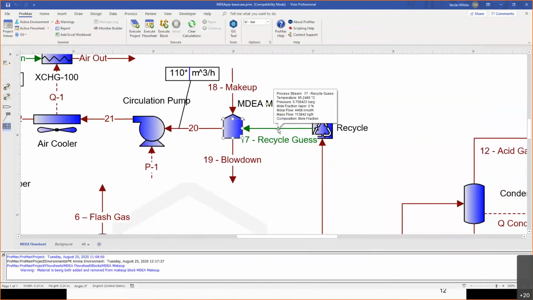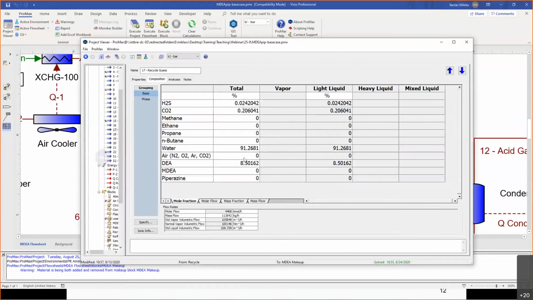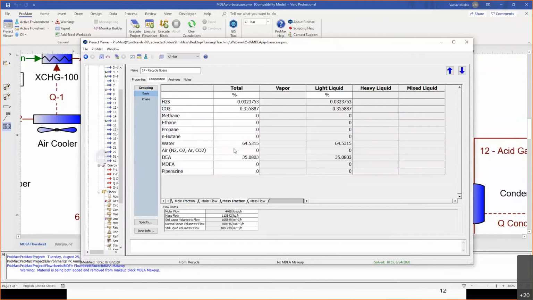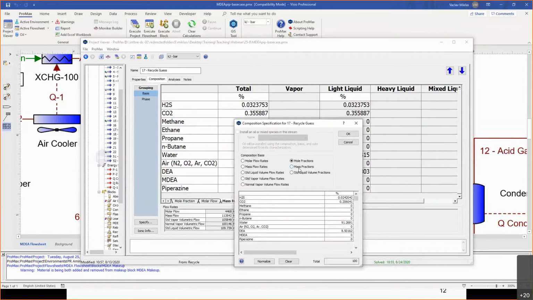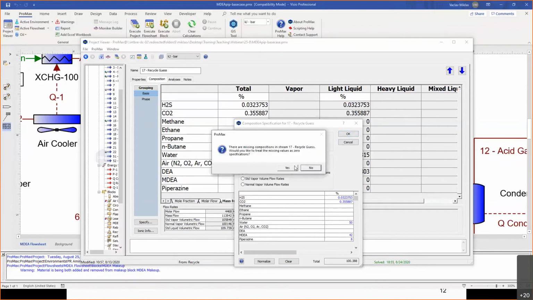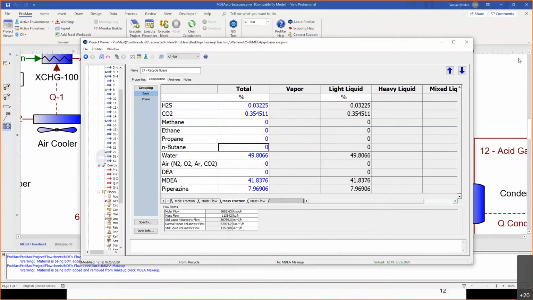One more step I'm going to do is adjust the recycle gas because we still have DEA here. So I'm just going to copy these residuals of H2S and CO2 so I can put them back. And now I'm going to clear the composition, put H2S and CO2 back, and assume that the rest of this is 50% water, 42% of MDEA, and 8% of piperazine. Of course, this is not exactly 100%, so ProMax is going to normalize it for me.